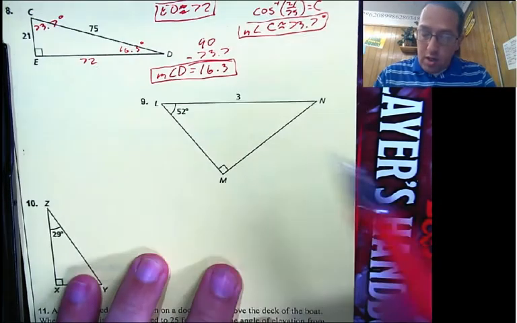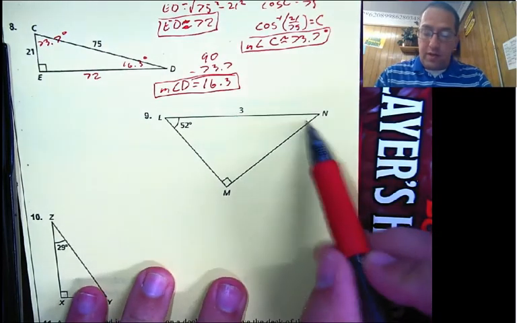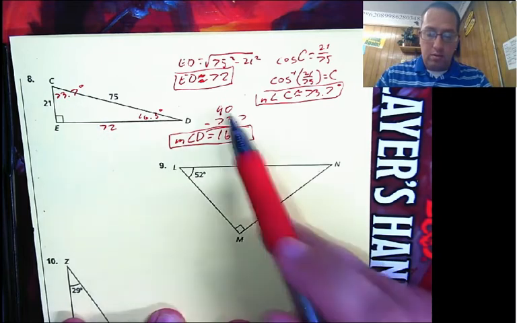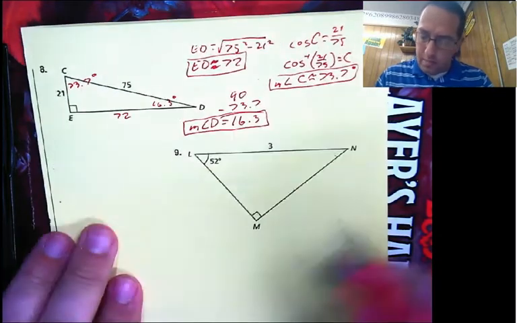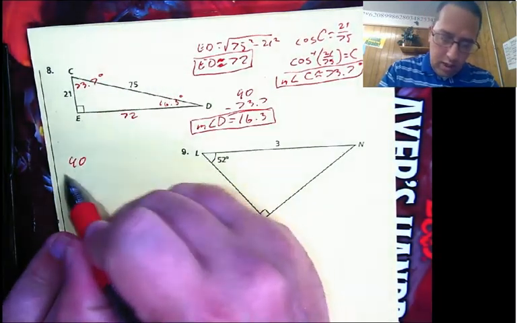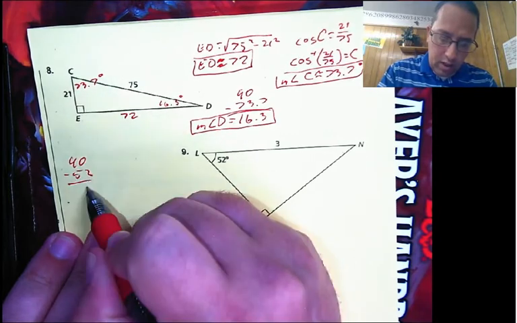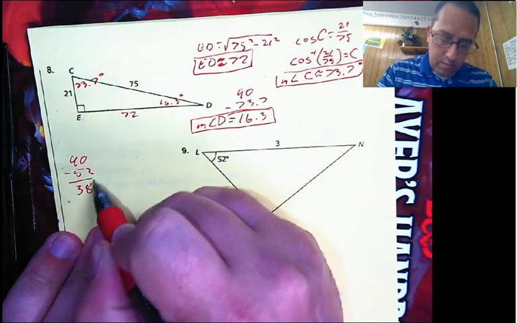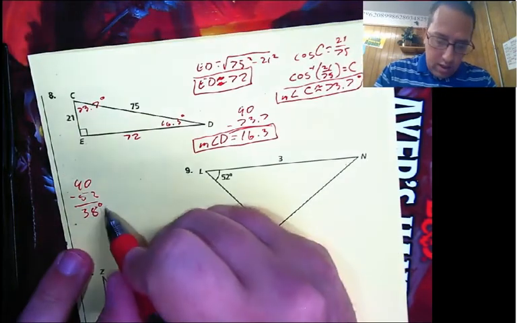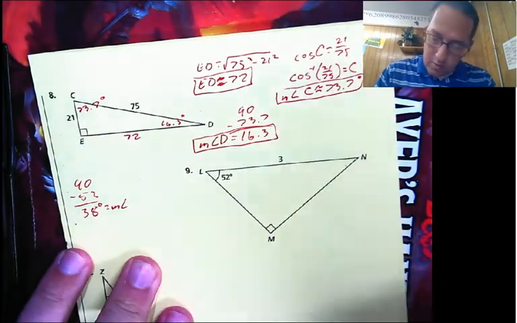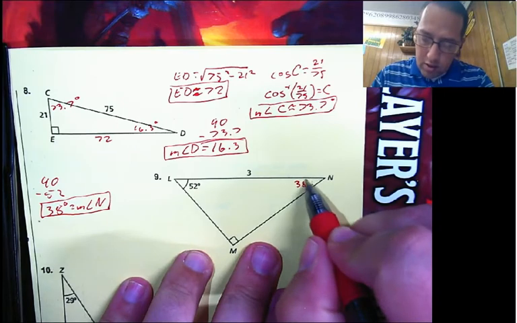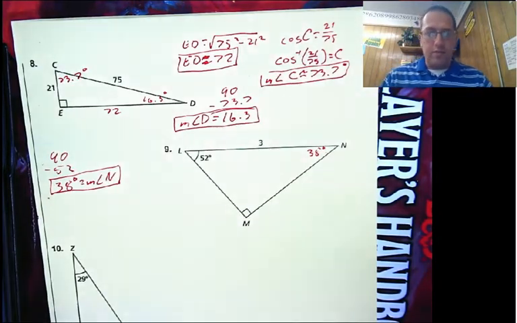So, easiest thing to do here would be to find this angle, right? Because over here, how did we find that missing angle once we had that one? Yeah, we just subtracted from 90. So let's do that. So 90 minus 52, that would be 38 degrees. And this will be the measure of angle, which one is this? N. Measure of angle N is 38 degrees. 38 degrees, not rounded, exact answer.